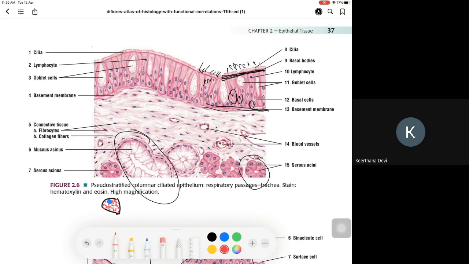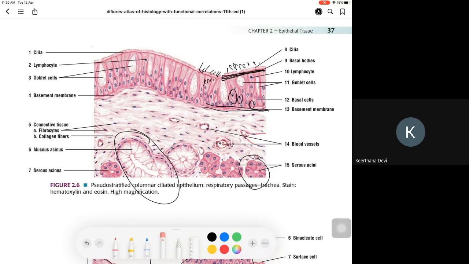So in the trachea, you are seeing salivary gland like structures, and what is the applied aspect? So tumors of the salivary gland can happen in the trachea. For example, mucoepidermoid carcinoma, you think it happens only in the salivary gland, but it can happen in the trachea and bronchi where salivary gland analog structures are present.